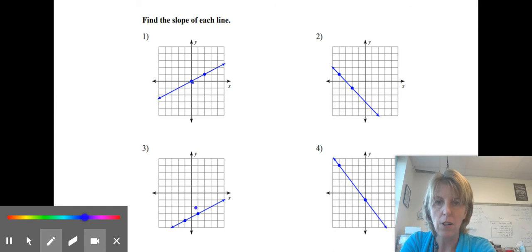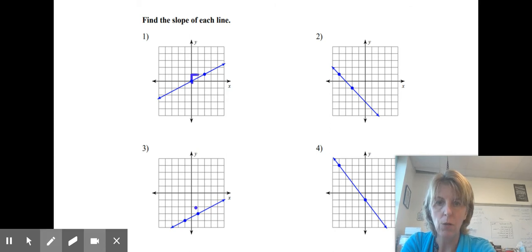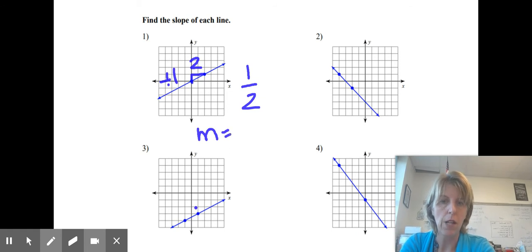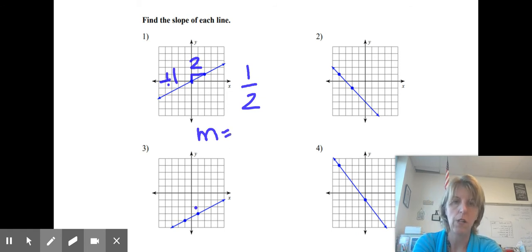And we're going to rise. Our elevator is going to go up 1. We're going to run, run, run 2. So we went up +1 and we ran 2. So it becomes 1/2. The universal symbol for slope is m. So we write m equals 1/2. For number 2, we start at the left dot.